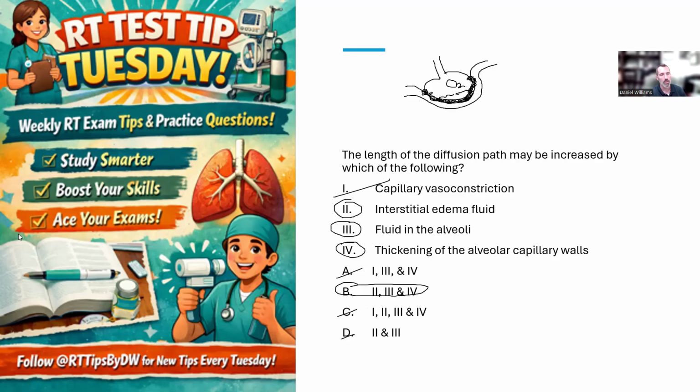Let me clear this and we'll move on to the next question, the last question for RT Test Tip Tuesday today.